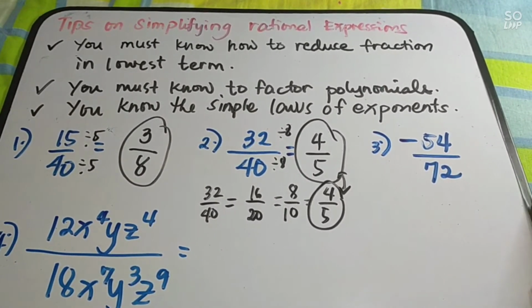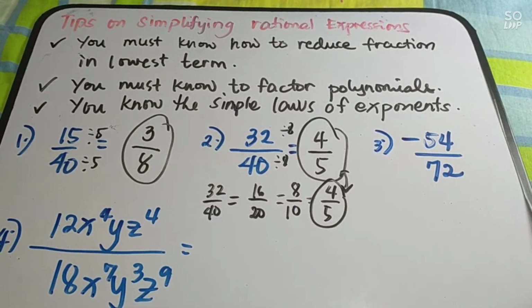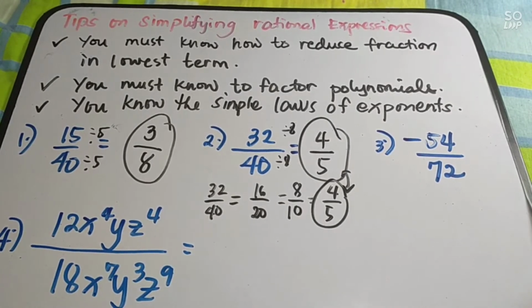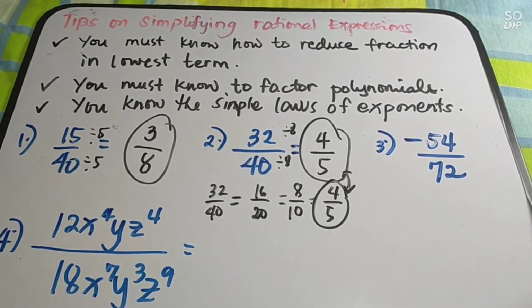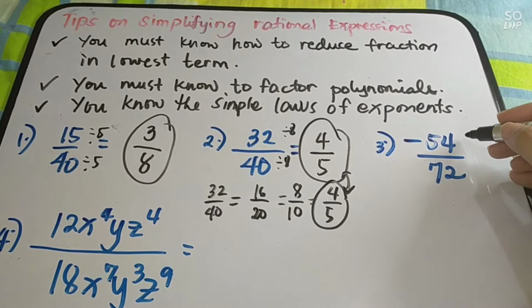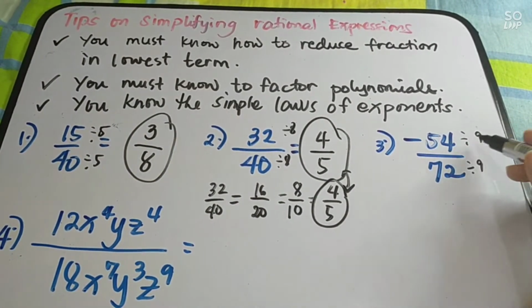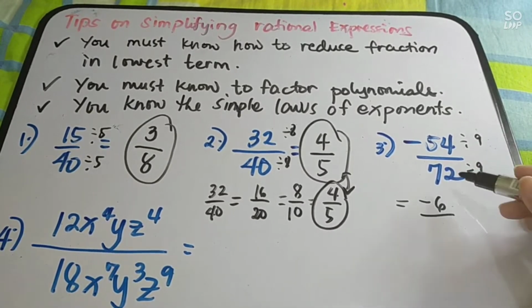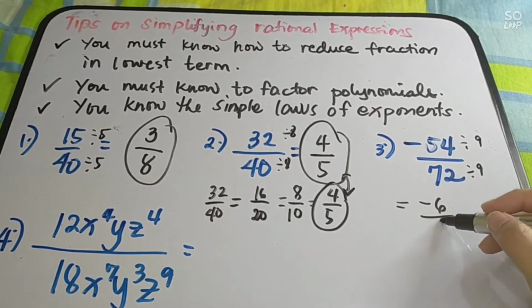So, next tayo. Let us have number 3. Negative 54 over 72. Kapag nakita mo agad yung pinakamataas na number na pwede mo i-divide kay 54 and 72, that is 9. They are divisible by 9. So, we are going to divide by 9 and divide by 9. Negative 54 divided by 9, the answer is negative 6, over 72 divided by 9, the answer is 8.